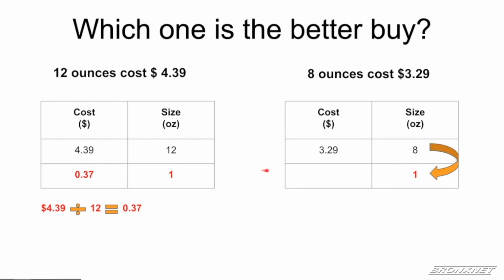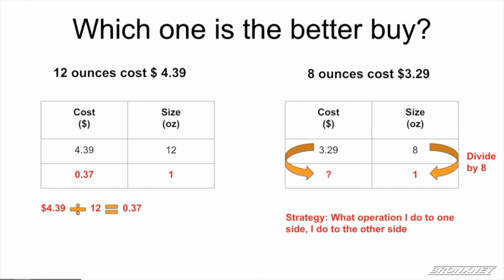We're going to set up an identical table. We're just going to put in the new information, $3.29 to 8 ounces. But how am I going to get from 8 to 1? You've got it, divide. I can divide 8 by 8 to get me to 1. And as with the strategy that we know when we're dealing with ratios, what I do to one number, I have to do to the other. So $3.29 divided by 8, going to get 0.411 and some numbers.